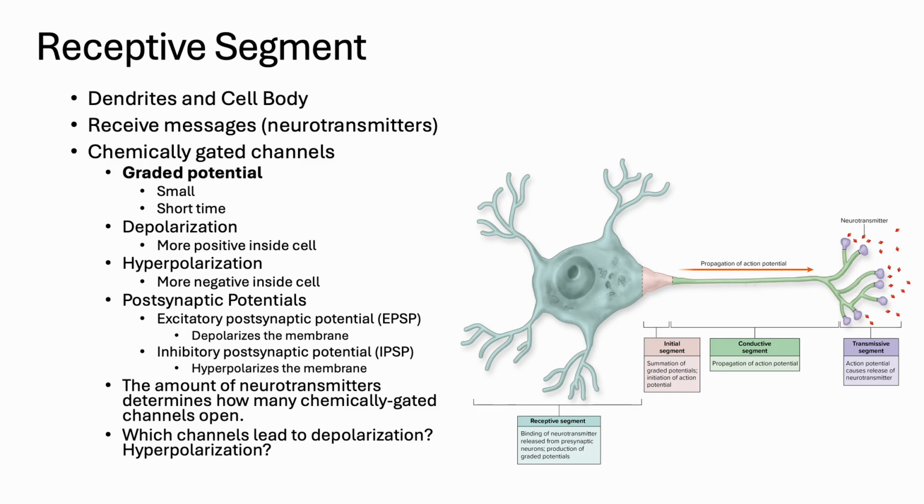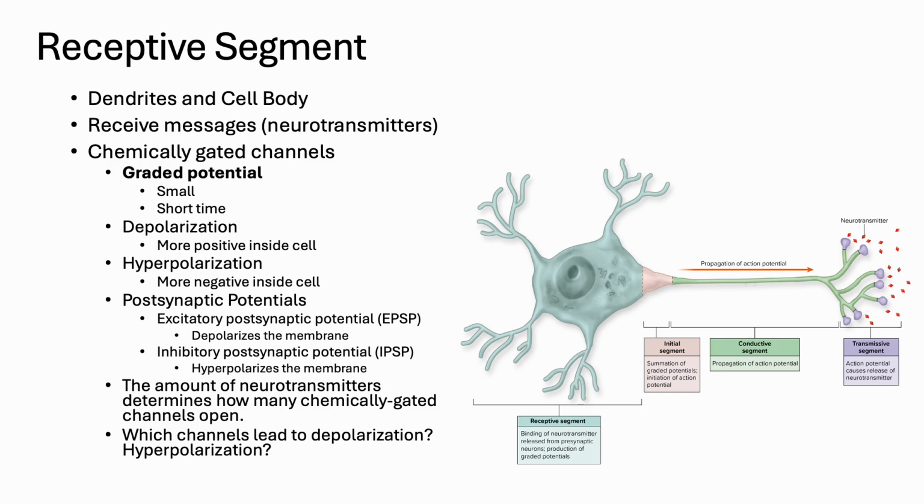Now, there may be multiple neurotransmitters that are binding at the same time, and so the amount of neurotransmitters that are binding is going to determine how many of these chemically gated channels are going to open on the receptive segment. And then the type of neurotransmitter that's binding is going to determine which types of channels are opening, and whether they lead to more negative inside the cell or less negative inside the cell. Are they going to depolarize the cell or hyperpolarize the cell?